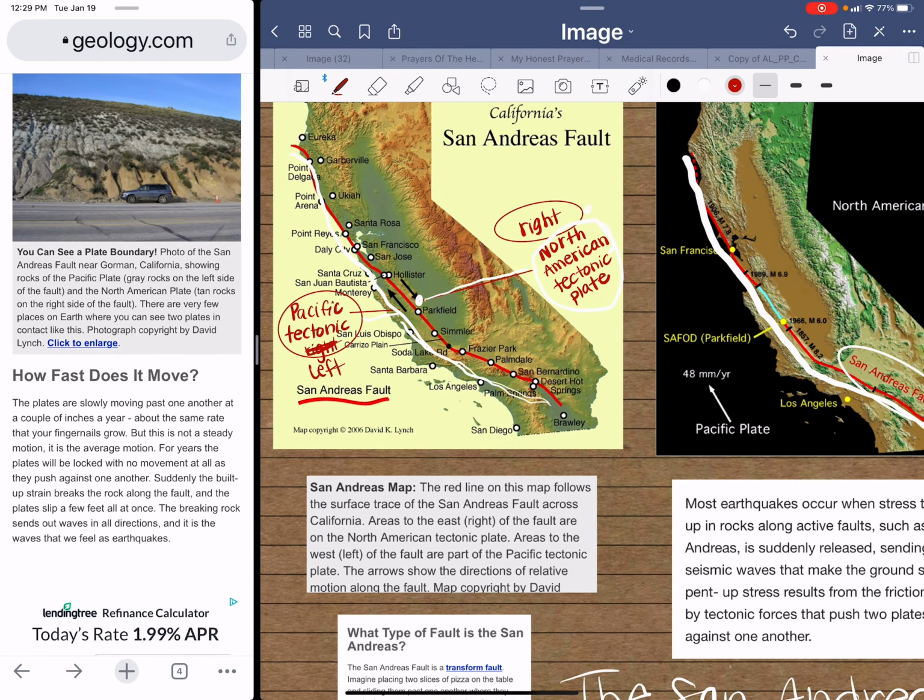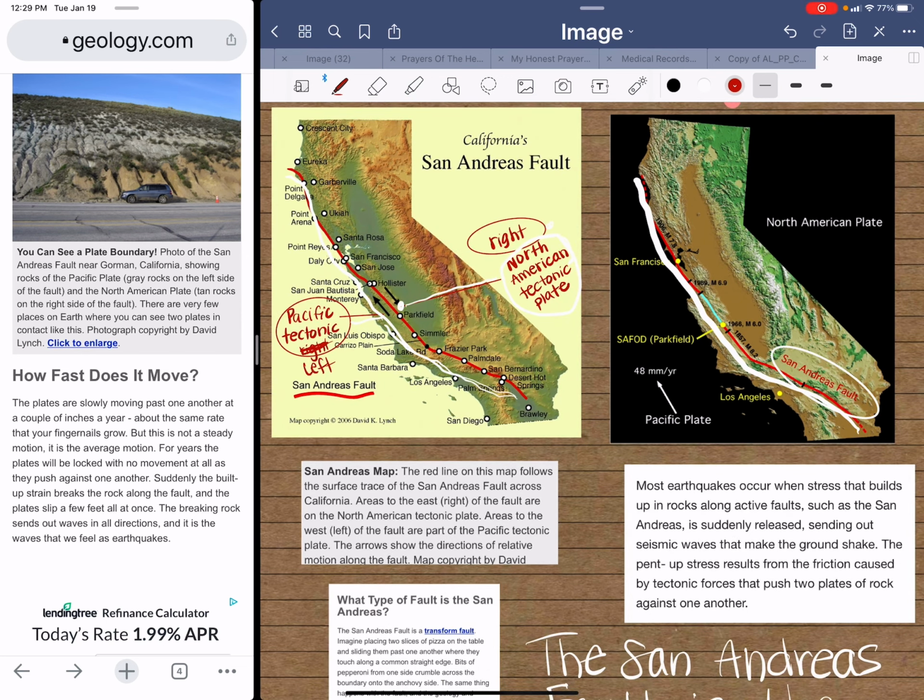Okay, so again, this is the San Andreas map. The red line shows a trace of the San Andreas Fault. The arrows show the directions of the relative motion. So you see this arrow here? This arrow, let me make it white, going down this way. Everything on the North American plate is running south, okay? And then everything over here on the Pacific plate is running north. So when those two rub together, that's what causes earthquakes.